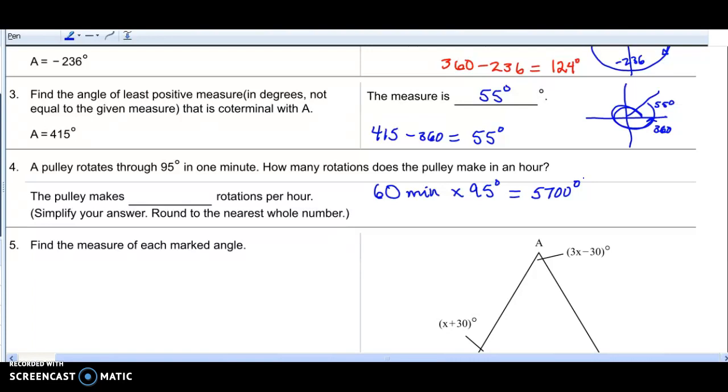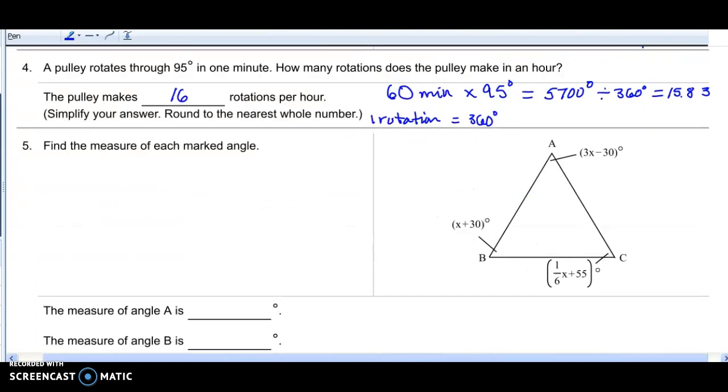Now the question is, how many rotations is that? And one rotation is 360 degrees. So if I take the 5,700 and divide it by 360, that'll give me how many rotations it makes. Okay, so I get 15.83 rotations, and it says to round to the nearest whole number, so that will round to 16 rotations per hour. All right, let's check this next one out.